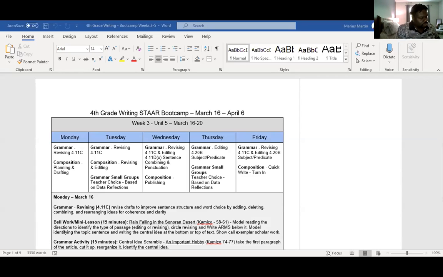So, "These rocks has holes in them that let water move through them." Okay, these rocks has holes. Oh, excuse me.